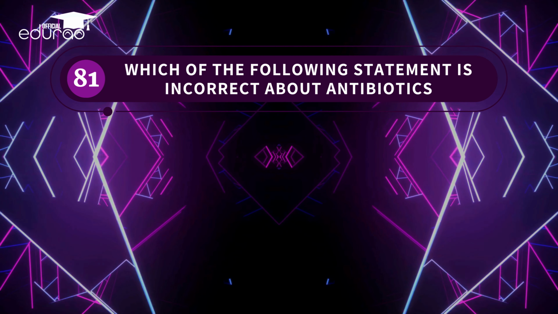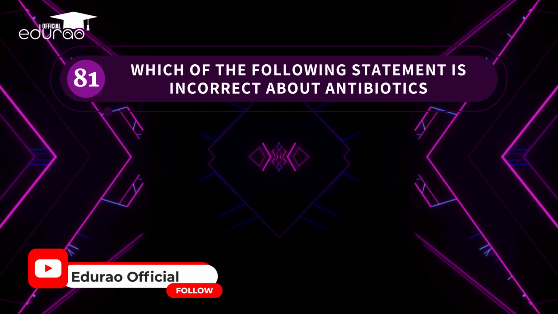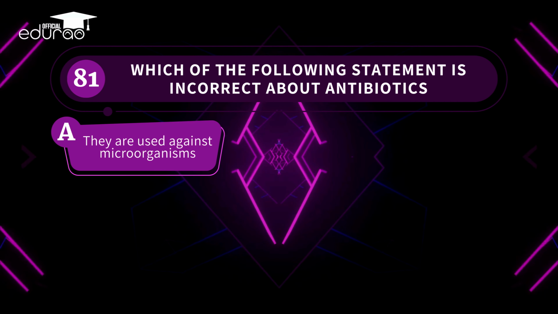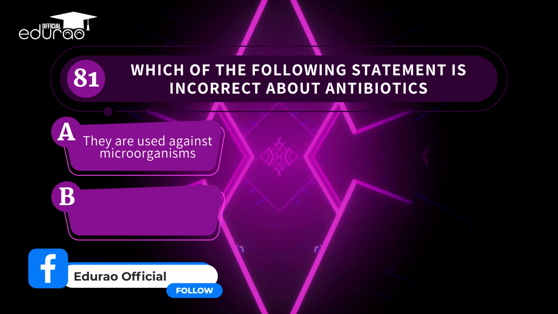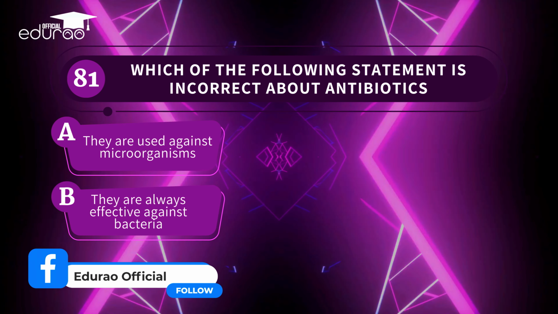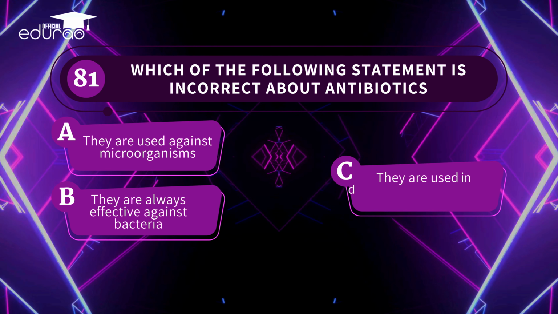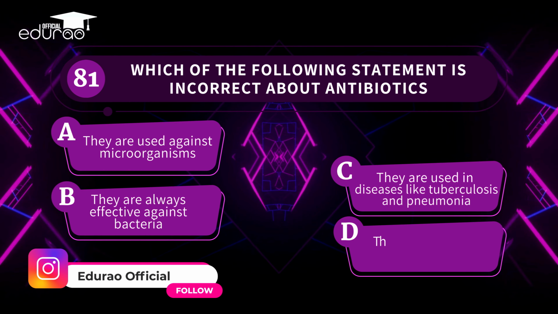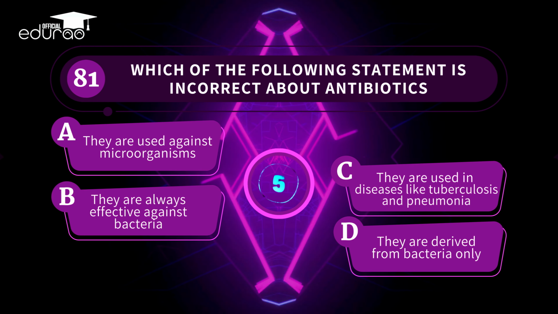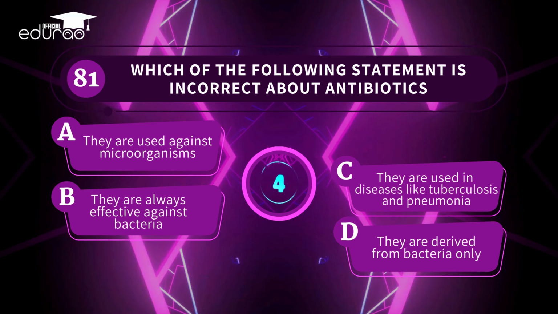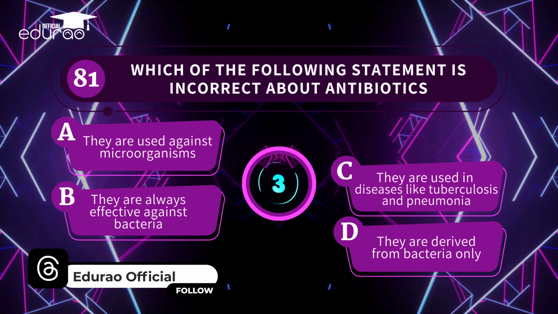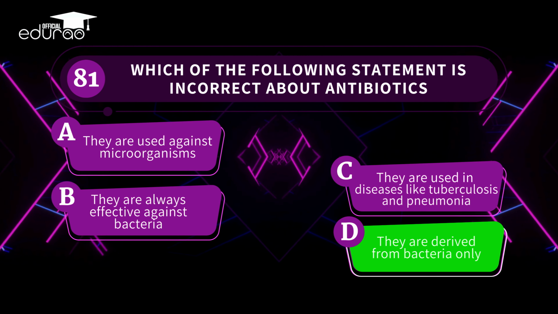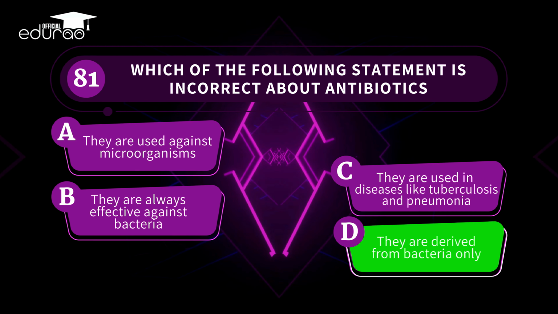Question 81. Which of the following statements is incorrect about antibiotics? A. They are used against microorganisms. B. They are always effective against bacteria. C. They are used in diseases like tuberculosis and pneumonia. D. They are derived from bacteria only. Correct answer is they are derived from bacteria only.